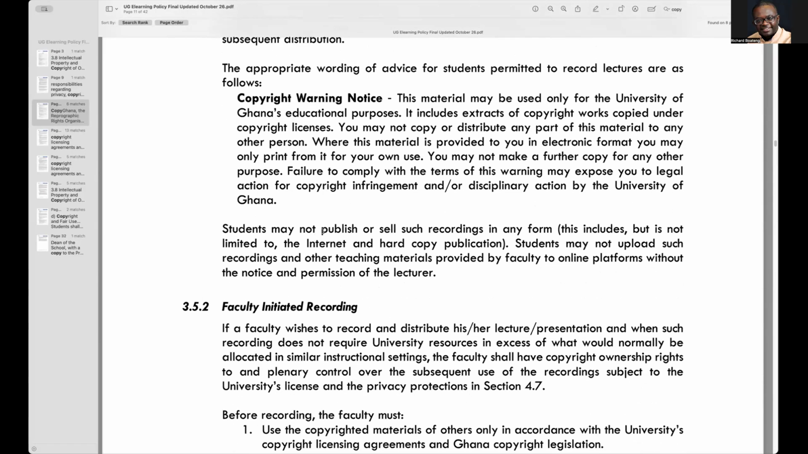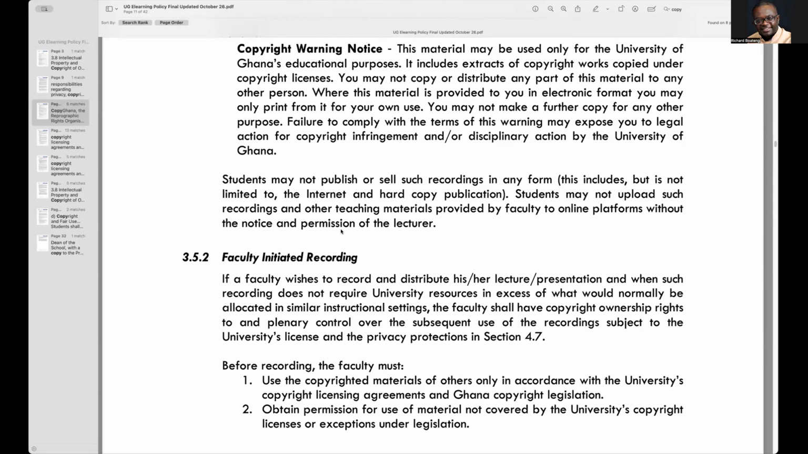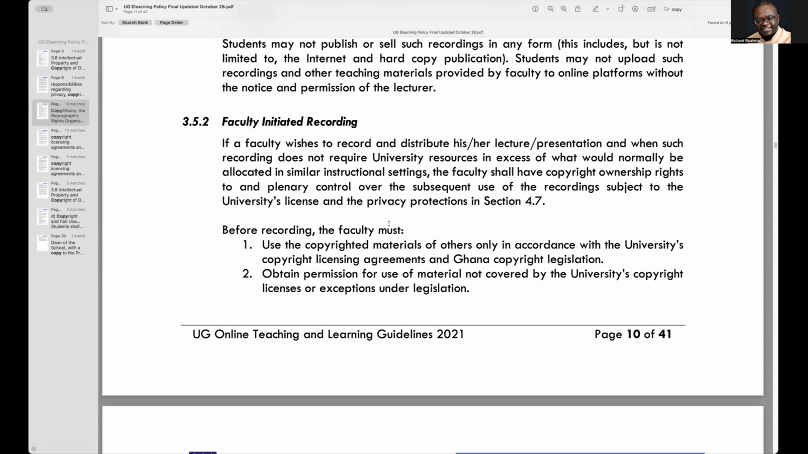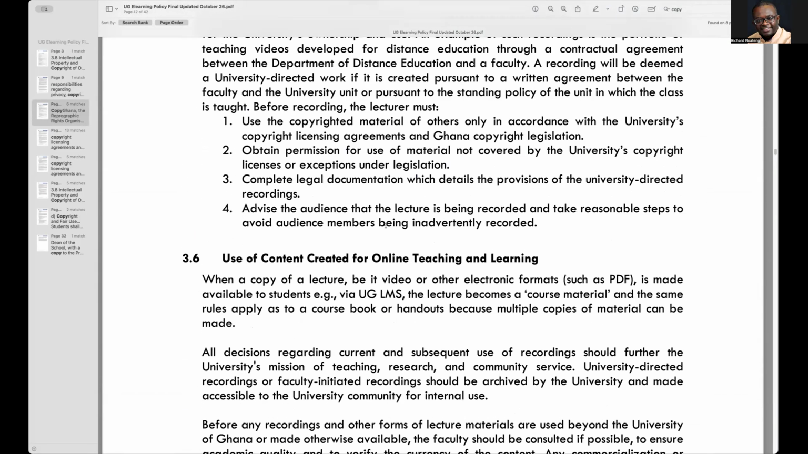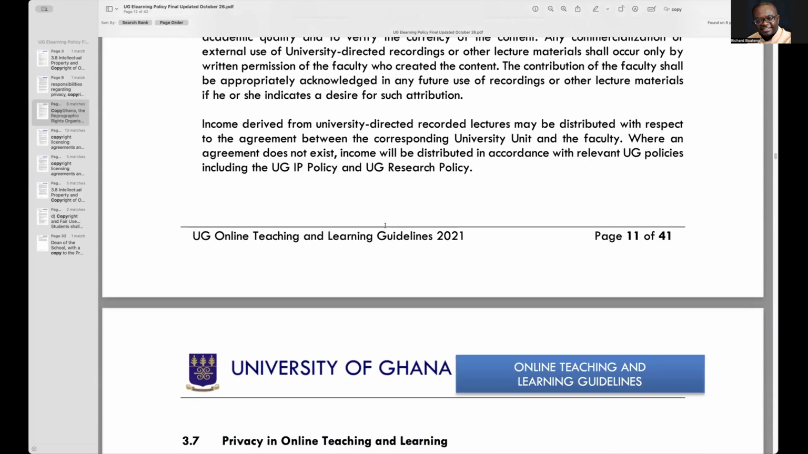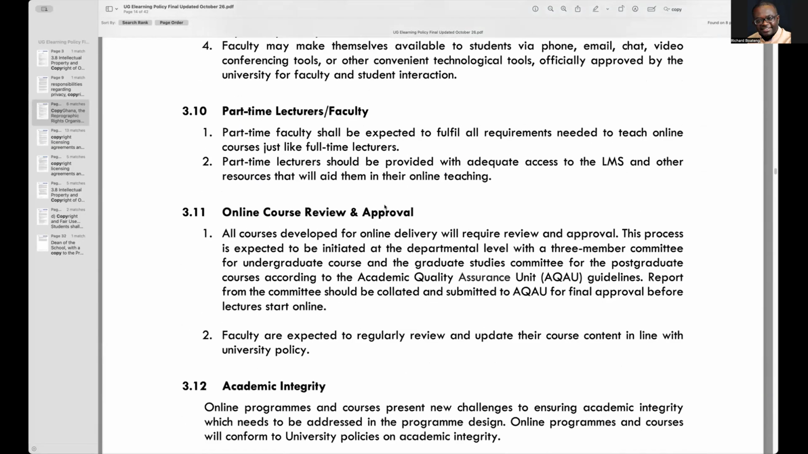Students may not publish or sell recordings in any form. This includes, but is not limited to, internet and hard copy. Students may not upload such recordings, in case you record the lecture, and other materials to faculty without notice and permission of the lecturer. This is very good. So you cannot come to class and record the lecturer reprimanding a student and then go and put it on social media. If the university finds out, they can do something to you. Even a faculty member who wishes to record has to get consent from the student and the university. Anyway, so at least I pointed out some of the things to you.